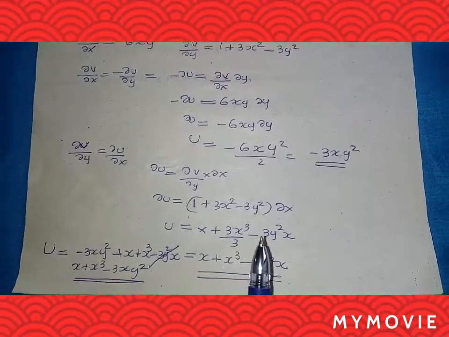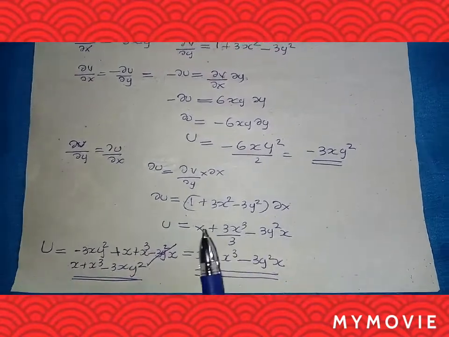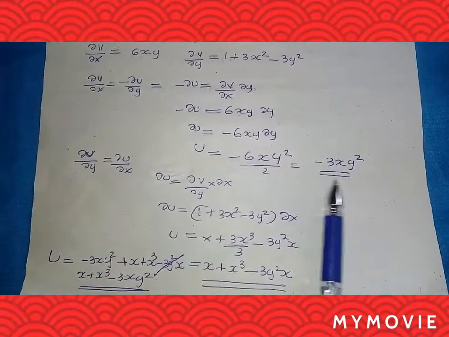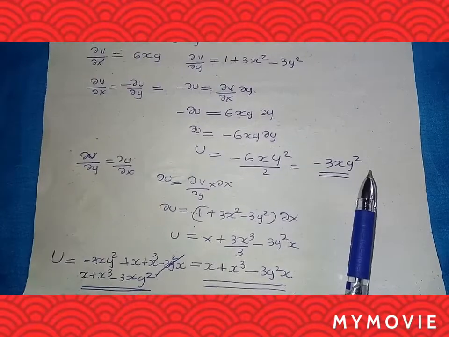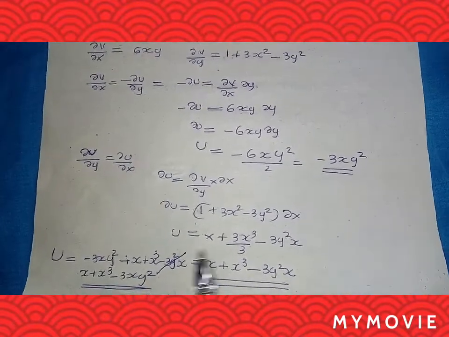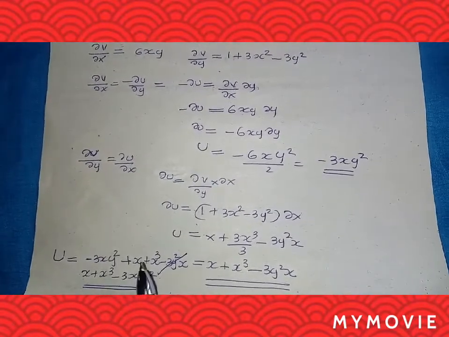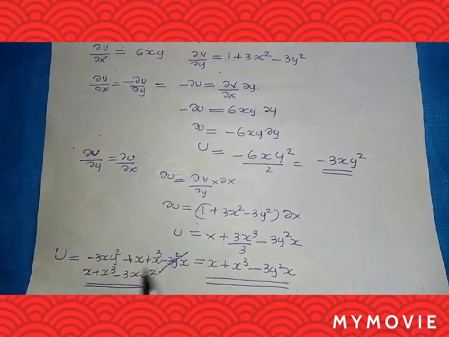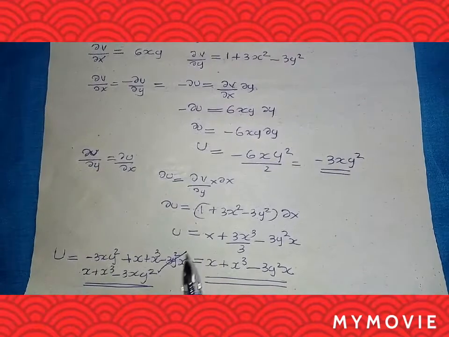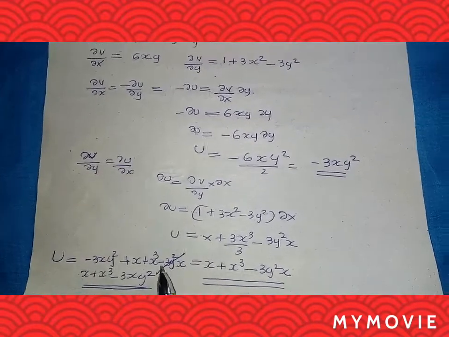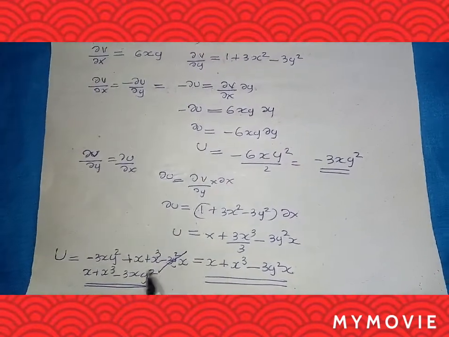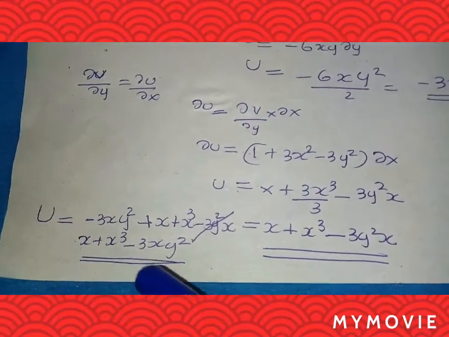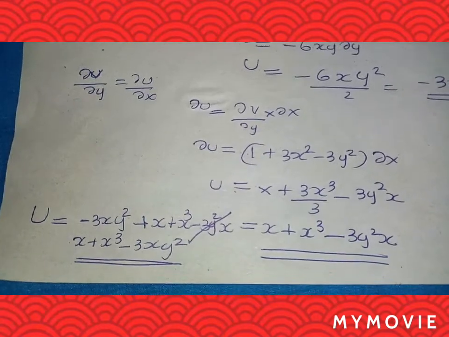From that we get a real part from this condition. Here also we get the real part as minus 3xy square. And the sum of it gives minus 3xy square plus x cube minus 3y square x. We check whether there is a repeated term. We get a repeated term, that is minus 3y square x, and cancel it. Cancelling, we get the actual real part, that is x plus x cube minus 3xy square.